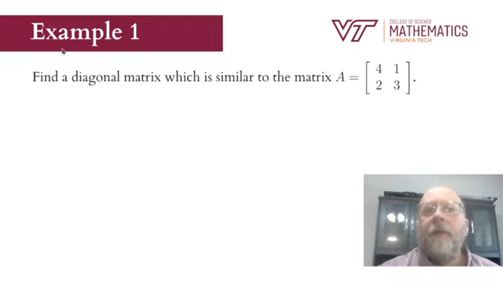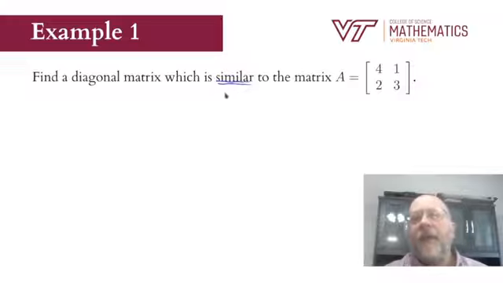So, number one says to find a diagonal matrix which is similar to this matrix A. We talked last time about what it means for two matrices to be similar. It means that the matrices do the same geometric transformation, but on two different bases. And so let's work through this.